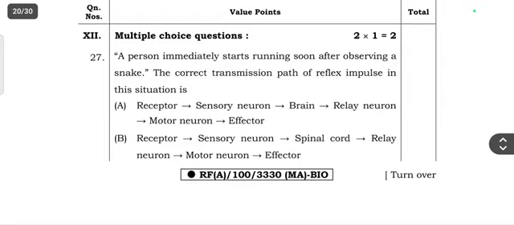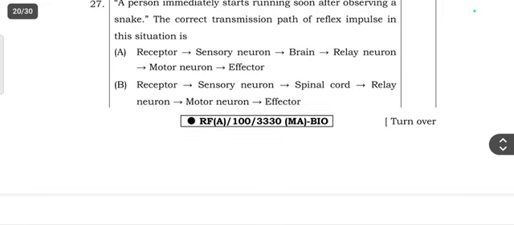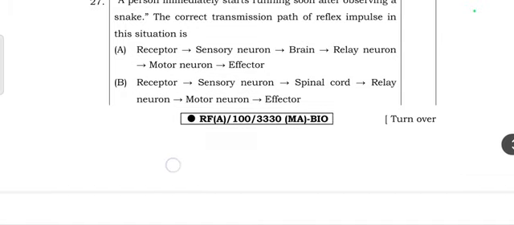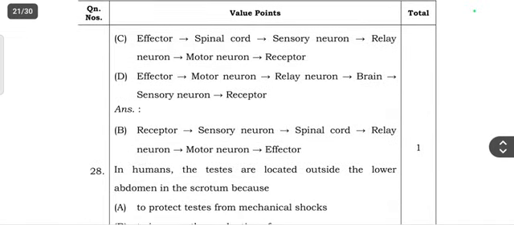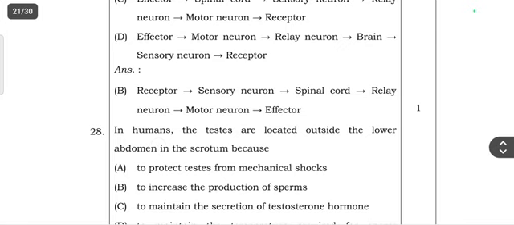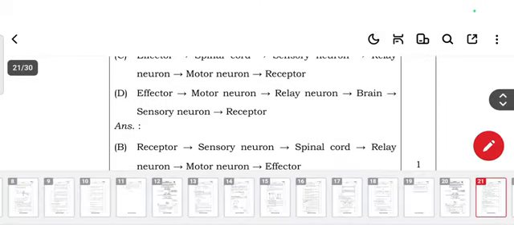So first question is, a person immediately starts running soon after observing a snake. The correct transmission of the path of a reflex impulse in this situation is: receptor, sensory neuron, brain, relay neuron, motor neuron, effector. Then sensory neuron, spinal cord, relay neuron, motor. The answer for this is B. First it goes to sensory neuron, then spinal cord, then relay neuron, then motor neuron, then effector. So answer for this is B.